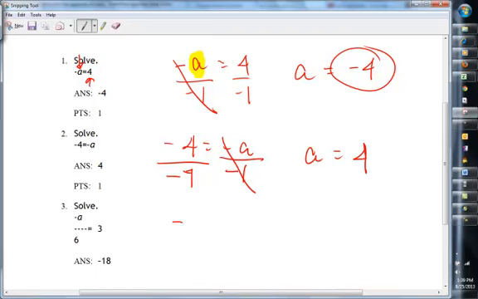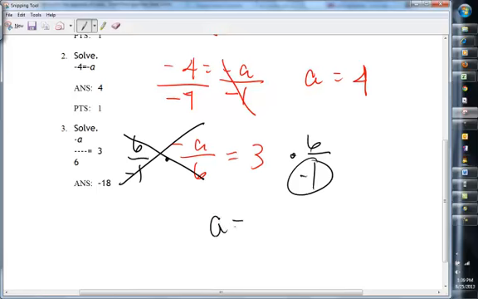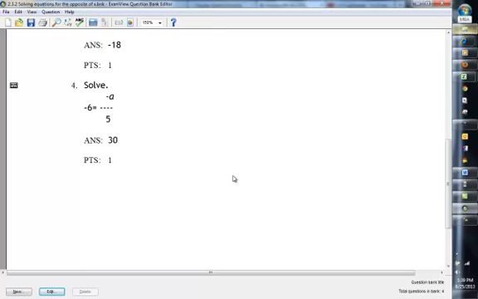Last case, negative a over 6 equals 3. When you see a problem that has a numerator and a denominator both, it's sometimes best to multiply both sides by a fraction. The fraction in this case is going to have a 6 on the top and a negative 1 on the bottom. 6 on the top, negative 1 on the bottom. Why? So the 6's cancel, and so the negatives cancel. 3 times 6 is 18 over negative 1 is negative 18. Last one.